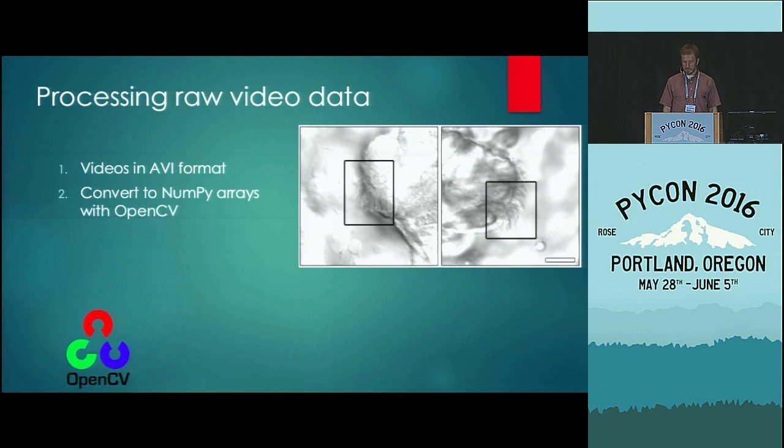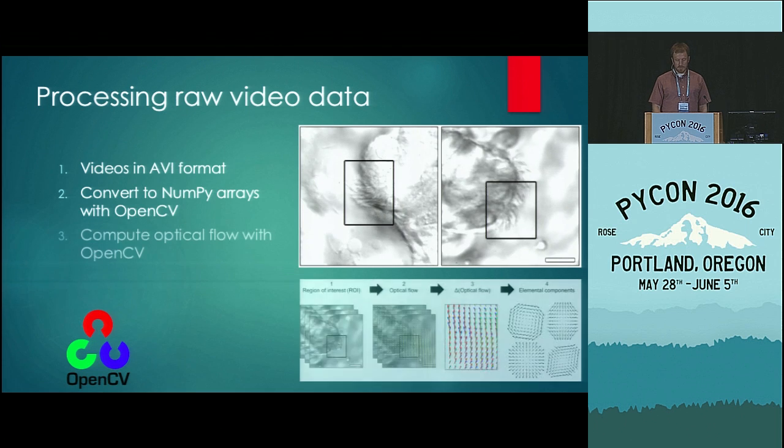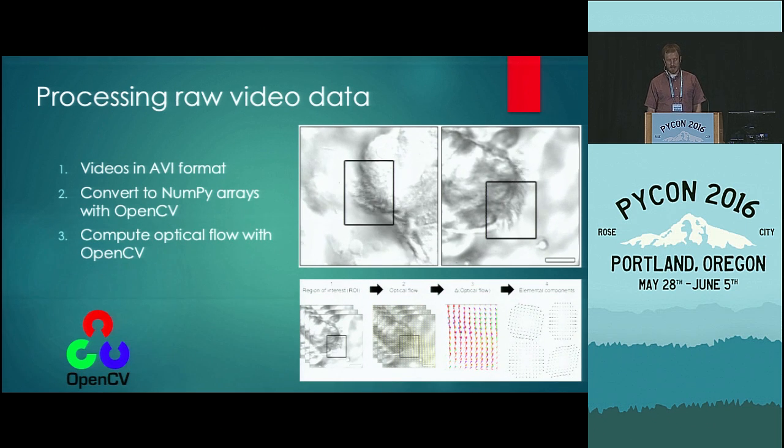So for that, we used OpenCV to read the raw AVI files, pull out the regions of interest, and do optical flow computations. OpenCV has wonderful optical flow implementations. We used the Farneback algorithm, which was really fast, really efficient. Blew away the MATLAB algorithm that we were using in terms of performance.